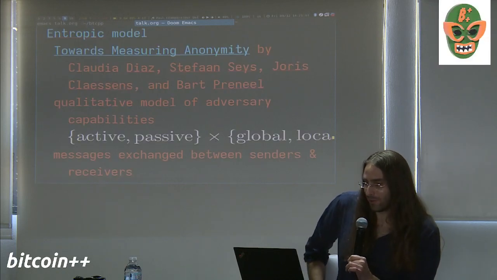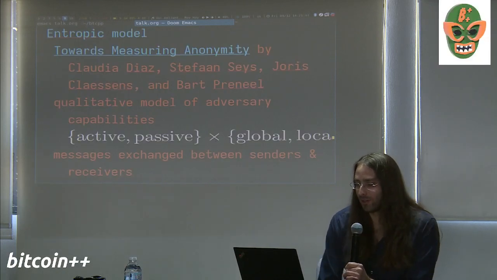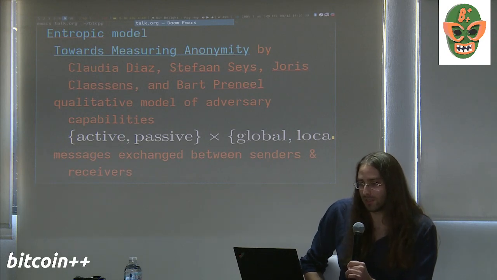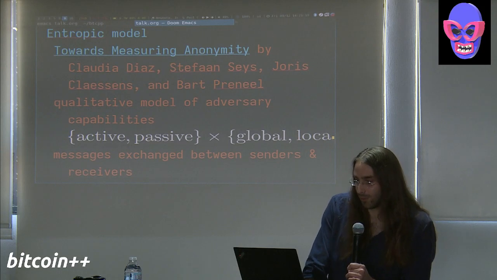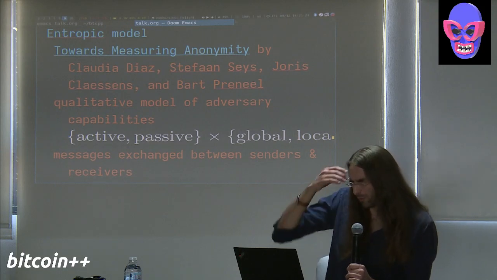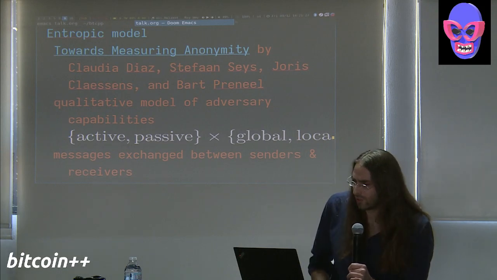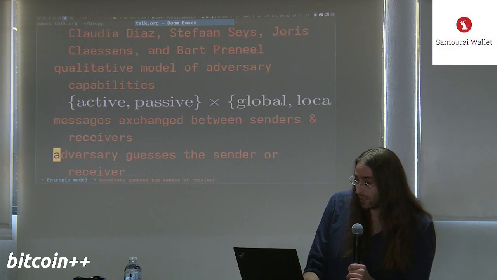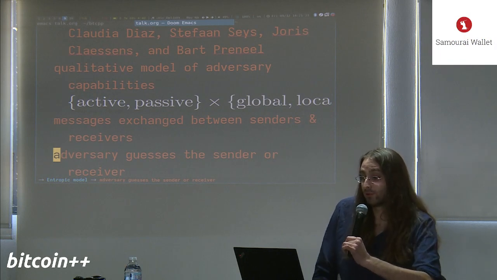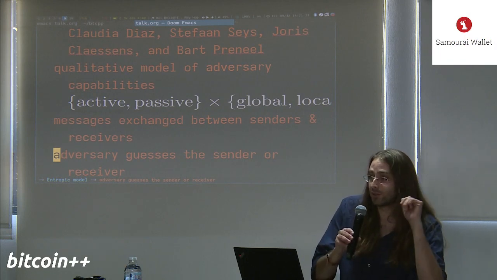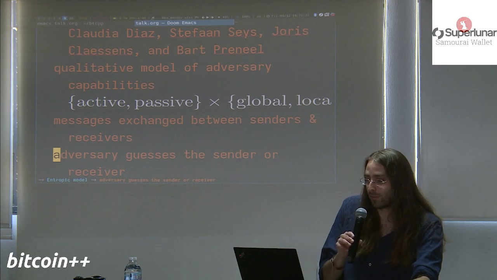another very important paper. This is called Towards Measuring Anonymity, Claudia Diaz, Stefan Seys, Joris Claessens, and Bart Preneel. This is a paper from shortly after, I think it's like early 2000s. And it too is kind of split up, as far as I'm concerned, into like two separate pieces. So one is this qualitative model of the adversary.